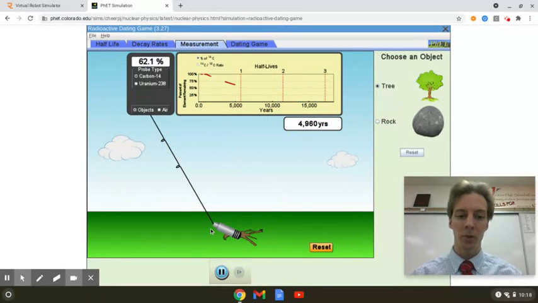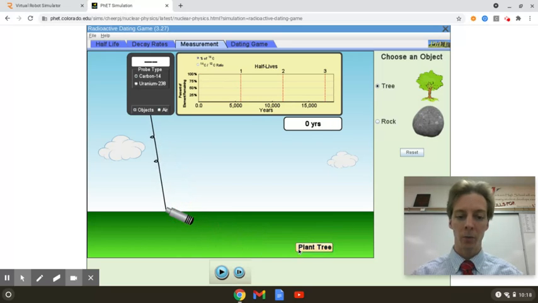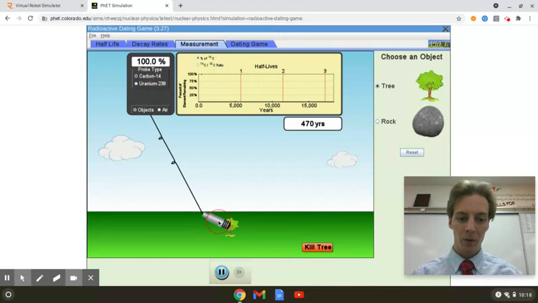Measurement. Ooh, this is a good test. We're going to reset this. All right. Here's what we're going to do. We're going to plant a tree. 60 years, 100 years. Everything's good. And I can go over here and I can measure the tree. That's 100% carbon 14. Now I'm going to kill the tree. Shouldn't do that. Watch this. This is measuring the percentage in the tree. And the percentage is slowly, oh, the tree died.